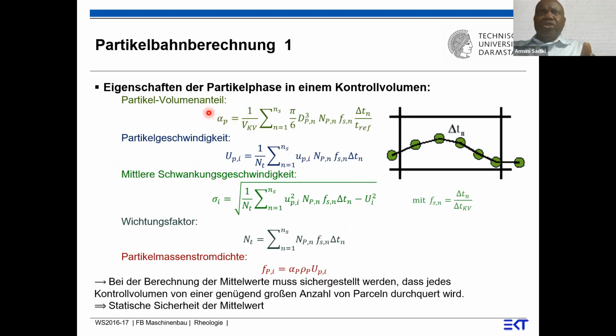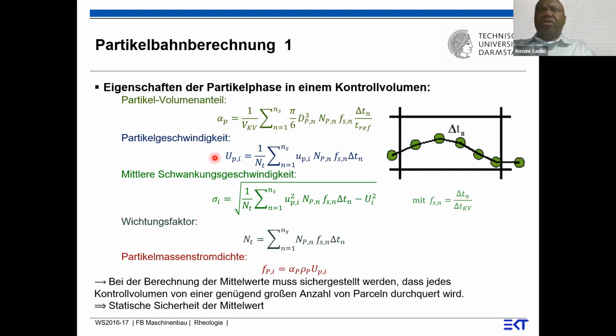We have first the particle volume, the volume fraction. So we have the volume of our control volume. We have our time step, and we have the number of real particles in parcels. We have this ratio of time, this delta T to the time taken to cross the control volume, and we have the reference time.